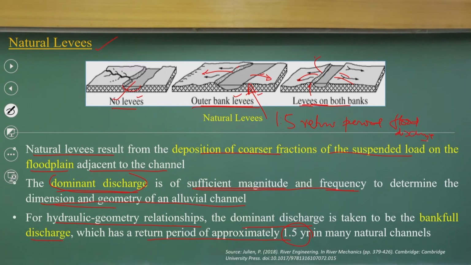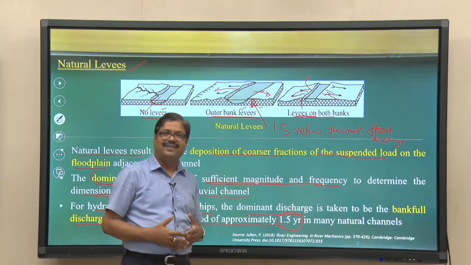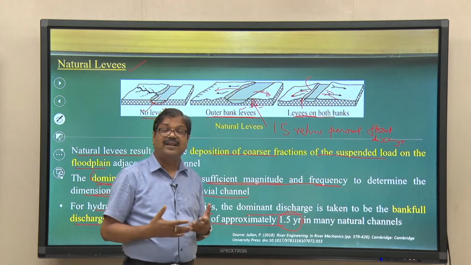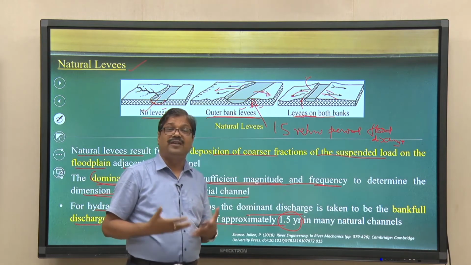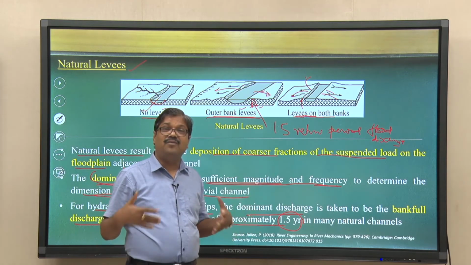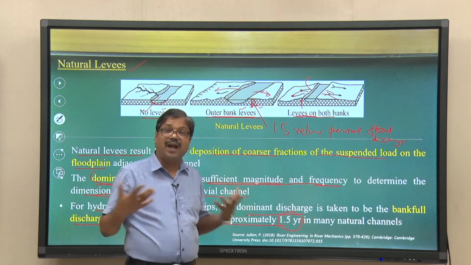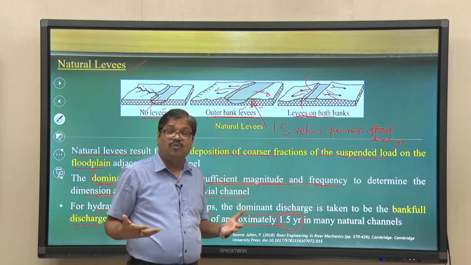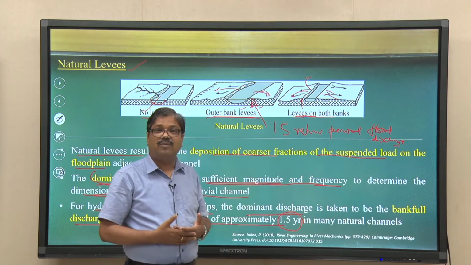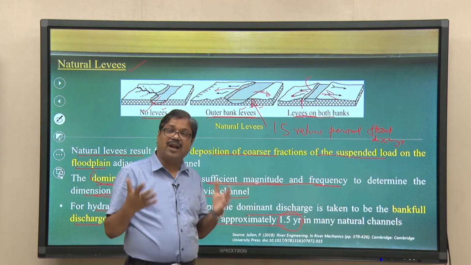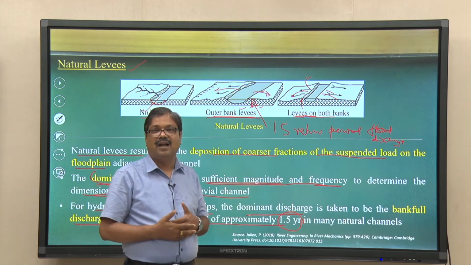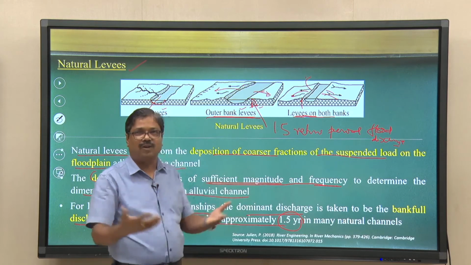What does it indicate? It indicates that if the bank full discharge happens with a return period of 1.5 years, then roughly every 2 years, in a natural river, we should have a flood on the flood plain. At every 2-year interval you should have that; that is the nature of the flow. We should have floods on the flood plains. So, when you build embankments, you try to understand what we have been doing, because we are confining the rivers, and as we confine the rivers, you know how the sediments behave.